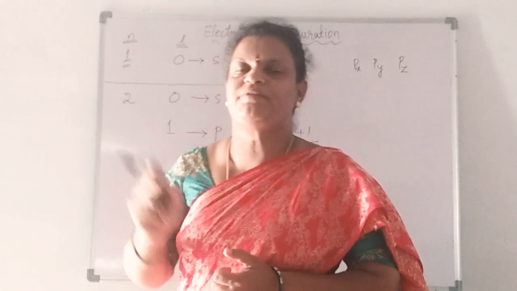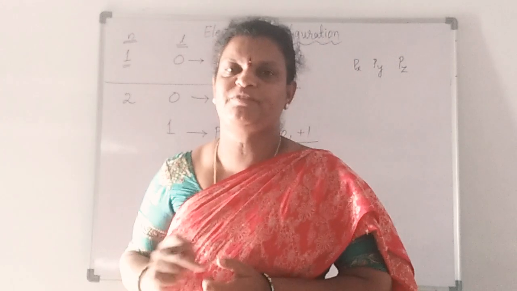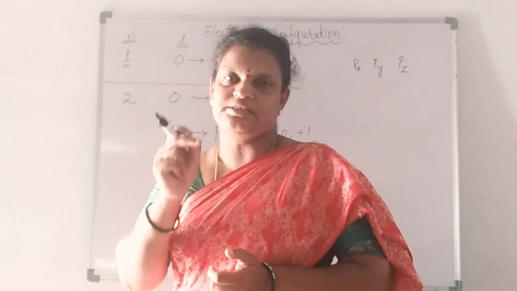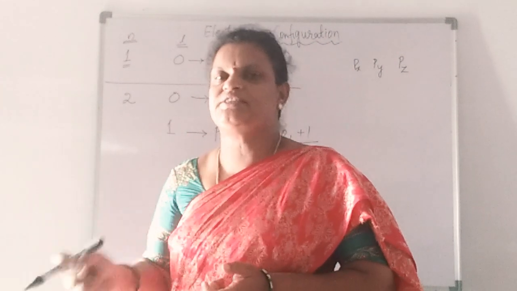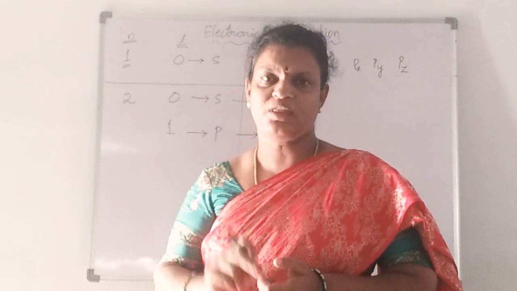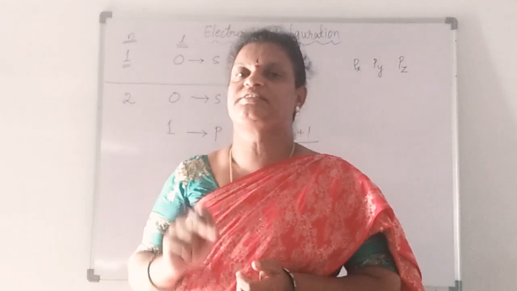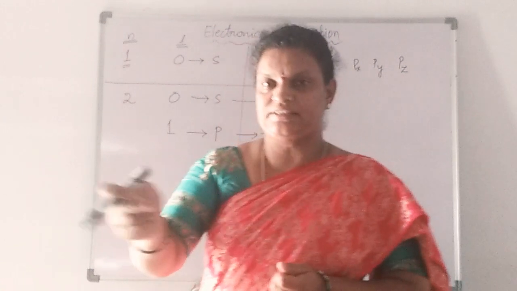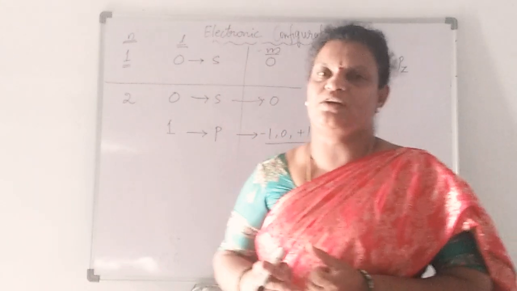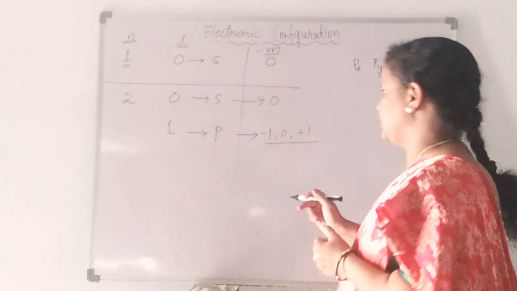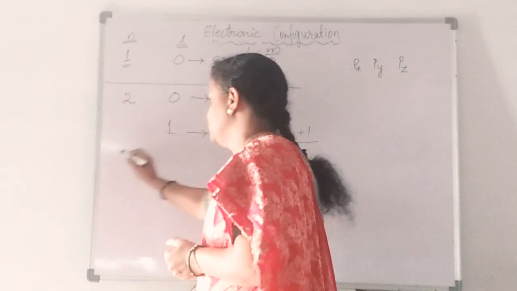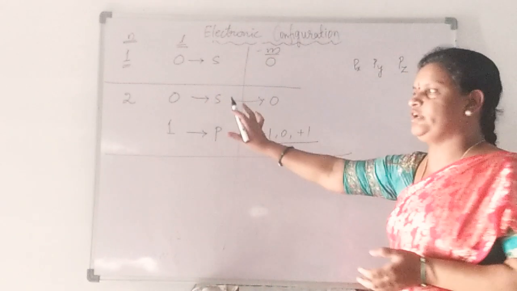The dumbbell shape of the P orbital, if it is lying along the x-axis, is called Px. If it lies along the y-axis, it is called Py. And if it is lying along the z-axis, it is called Pz. Right. Next, if you go to the third shell, in the second shell there were only 2 subshells.